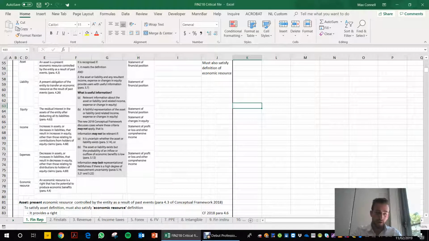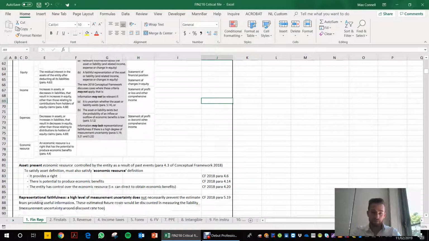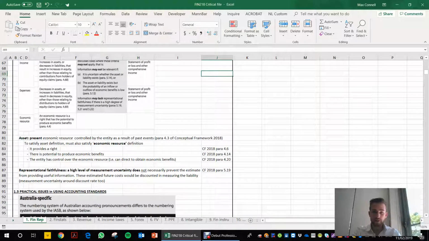Equity is basically the difference between assets and liabilities. This is all this formula is saying. Income is an increase in asset or decrease in liability that may result in an increase in equity. They've only brought in the equity because of how that relates to the ALO formula: assets, liabilities, owners' equity. Expenses are a decrease in asset or an increase in liability that may result in a decrease in equity.